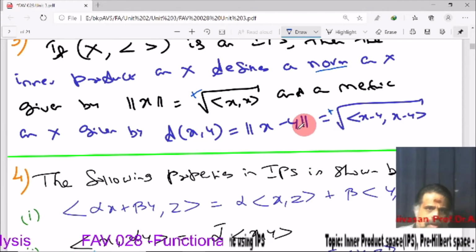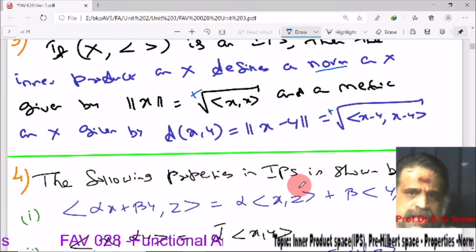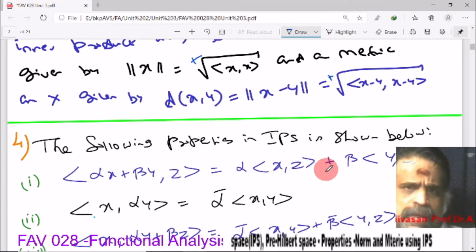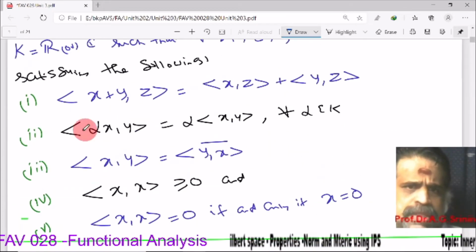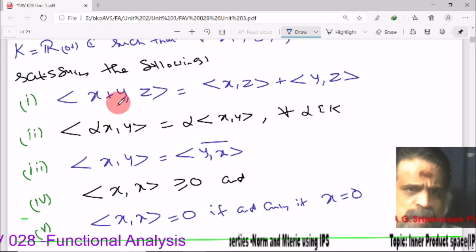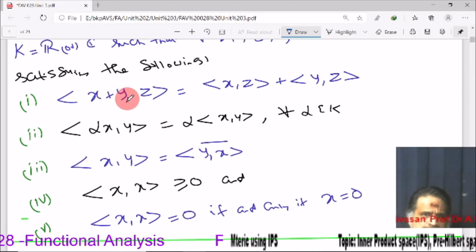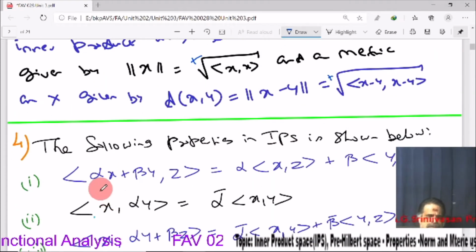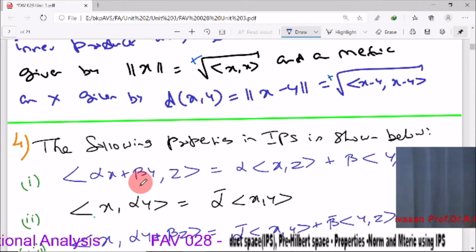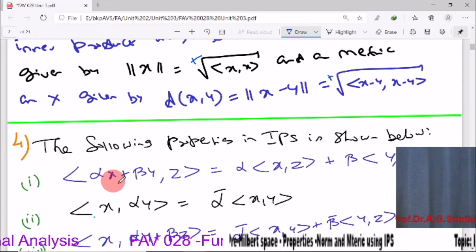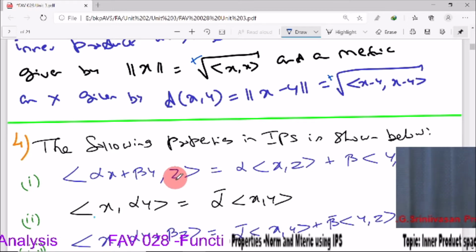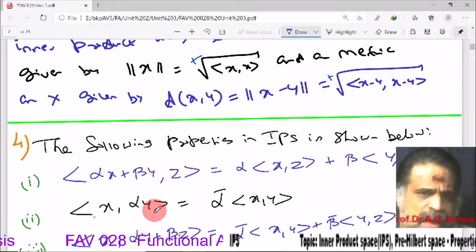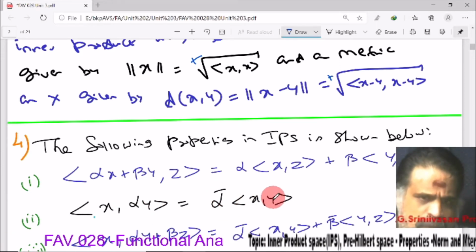Now, the following properties in inner product space are shown below. They are very interesting and simple properties. What we have discussed is that the inner product of x plus y comma z is xz plus yz. So in that context, it is easy to show that if alpha and beta are any two scalars belonging to R or C, the inner product of alpha x plus beta y comma z is equal to alpha xz plus beta yz. Inner product x comma alpha y is alpha bar inner product xy.